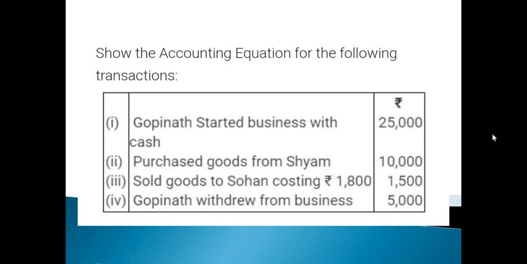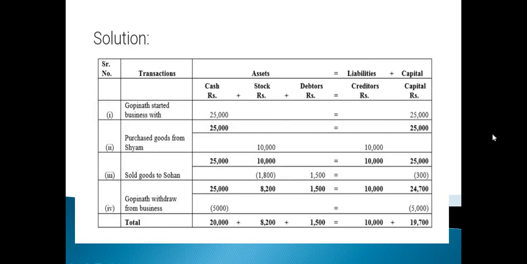So now let us look at the solution. The first transaction says Gopinath started business with cash for rupees 25,000. If you look at the asset, cash is rupees 25,000. Since it is a contribution made by the owner to the business, it is capital. You can see on the right hand side under capital, rupees 25,000. Again, let me repeat, in the accounting equation, assets should be equal to liabilities plus capital. So 25,000 on the asset side, and liabilities plus capital is 25,000.